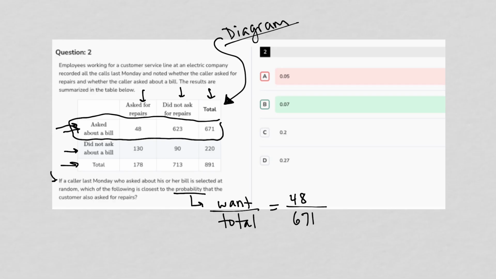We go to our calculator. We see that, just using my handheld calculator here, 48 divided by 671. 48 divided by 671 is equal to 0.0715. Looking at our answer choices, that would mean that 0.07 is the correct answer. That's why choice B here is correct.